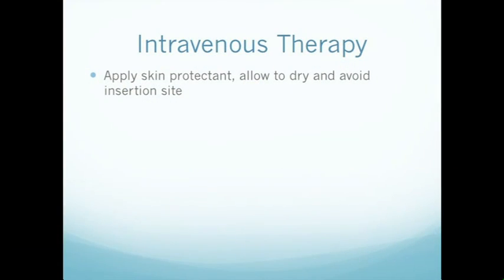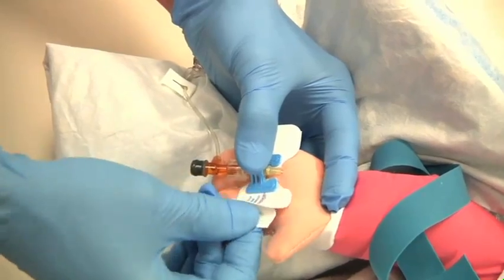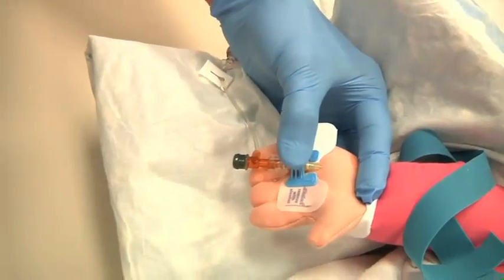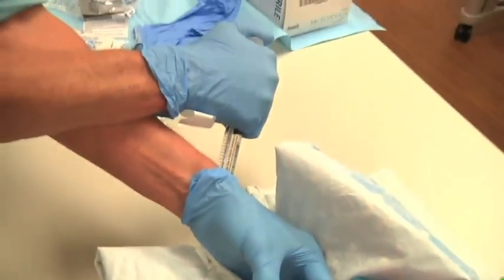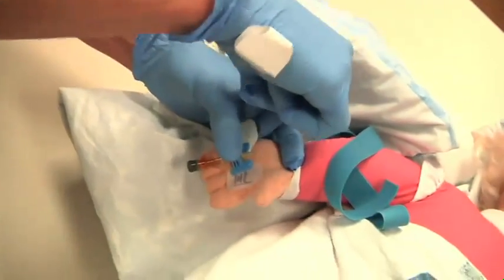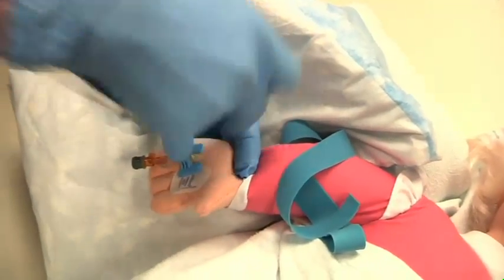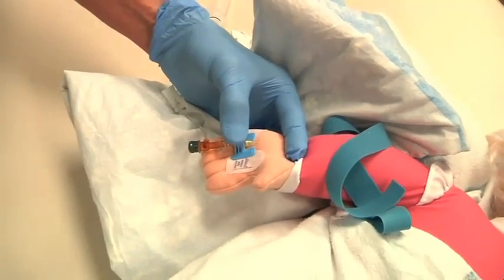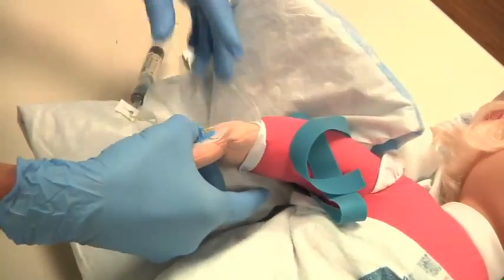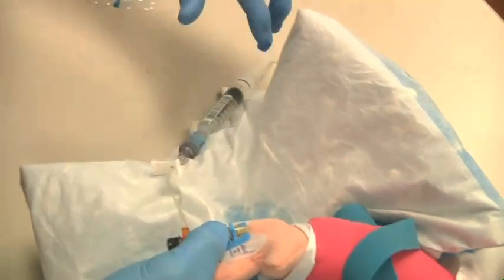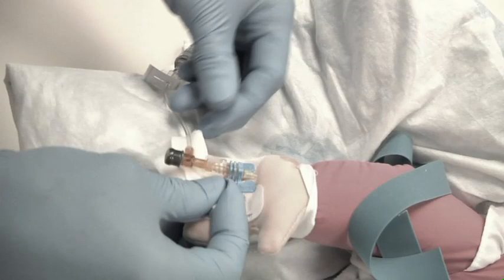Apply the skin protectant, allow to dry, and then place the stat lock over the top of the catheter. Remove the adhesive backing. Flush the catheter again to make sure that it's not kinked. Place a folded 2x2 under the T connector to prevent tissue damage. Cover the entire area with your transparent dressing.